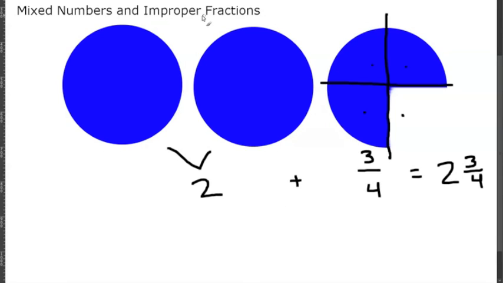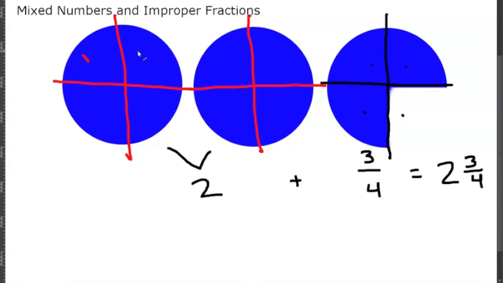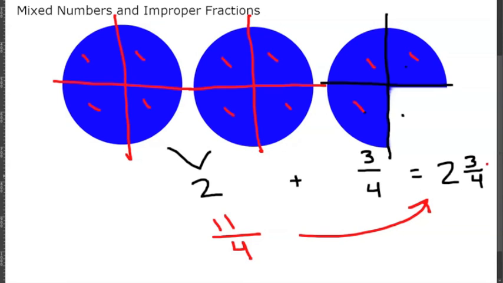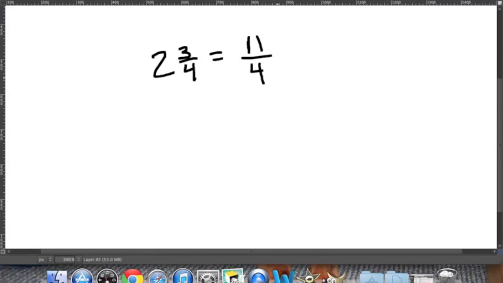Writing it as an improper fraction, we're going to have to break everything up into 4 equal pieces, like this last one's broken up. So breaking this one up and breaking this one up, we're going to get 1, 2, 3, 4, 5, 6, 7, 8, 9, 10, 11. Our improper fraction will be 11/4. And 11/4 is equal to 2 3/4.